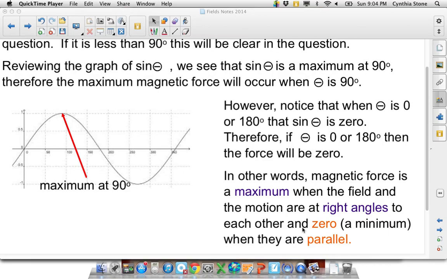So magnetic force is a maximum when the field and the motion are at right angles to each other, and then you have circular motion. Or there can be no magnetic force if the charged particle is running parallel to the field. Okay, so if that's the case, then you have a force of 0. If you see the word parallel or 0, either one of those things means that the force is 0.